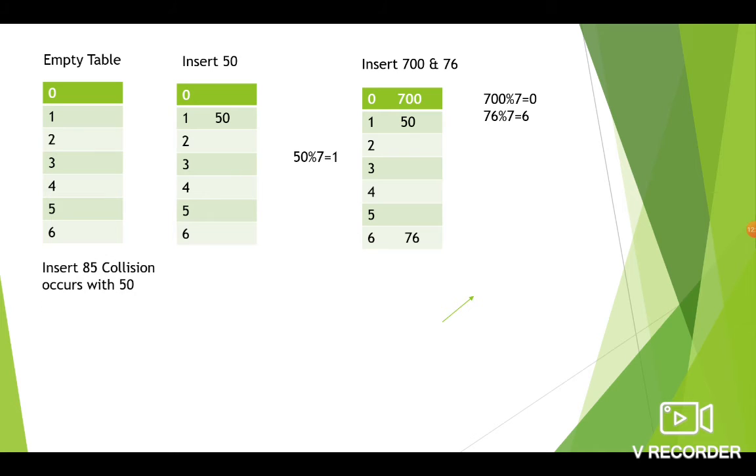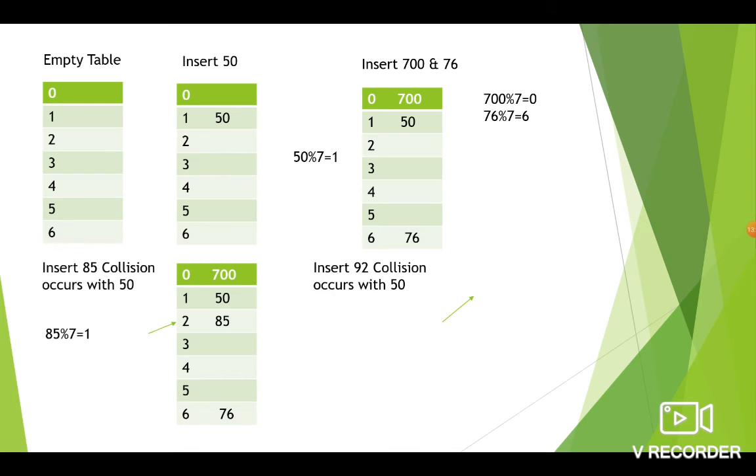When we insert 85, it is colliding with the element 50 because 85 modulus 7 is 1. So what we need to do is store it in the next available slot. Since the second slot is free, you can use that location to hold the element 85.